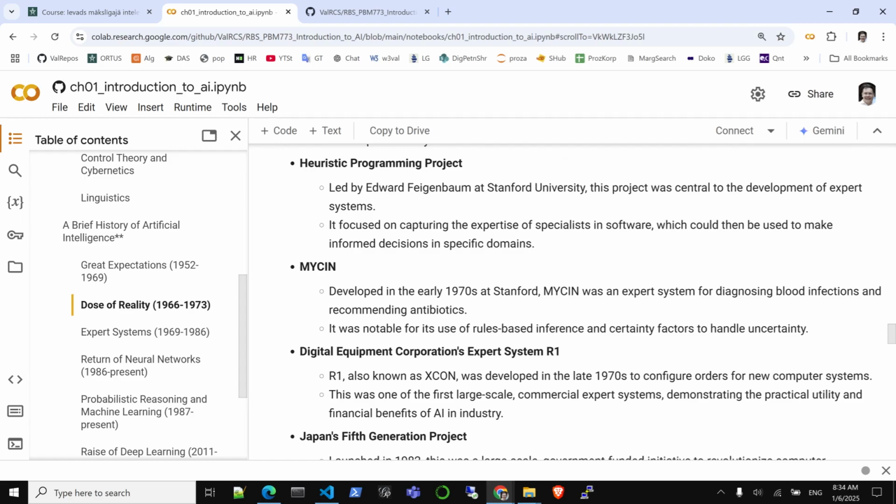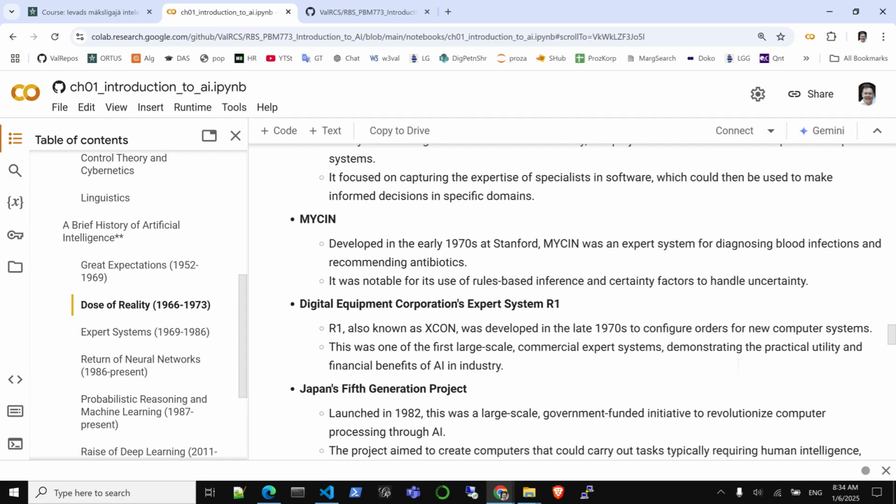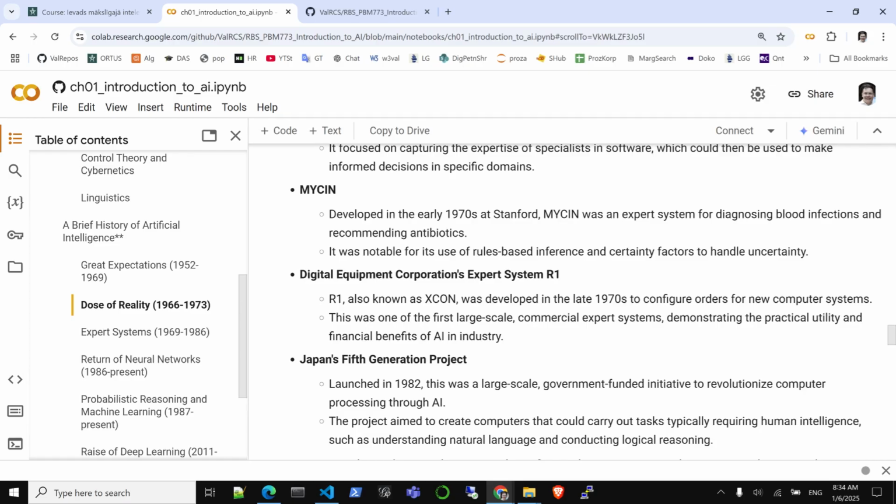Expert system R1, in the late 1970s, was able to configure orders for new computer systems, like a build-your-own-PC, but of course in those days this was for minicomputers. So it was one of the first large-scale systems which demonstrated that you can actually do something with AI. And then there was Japan's Fifth Generation project.